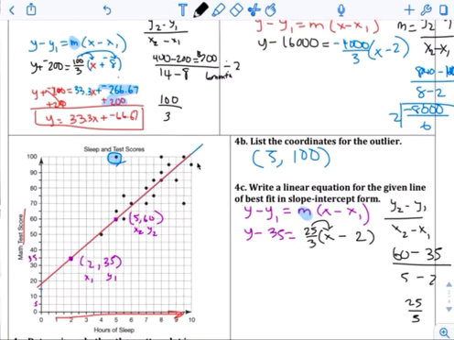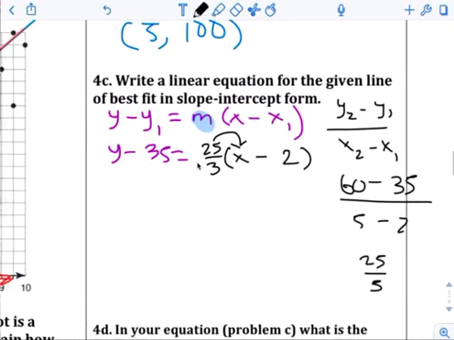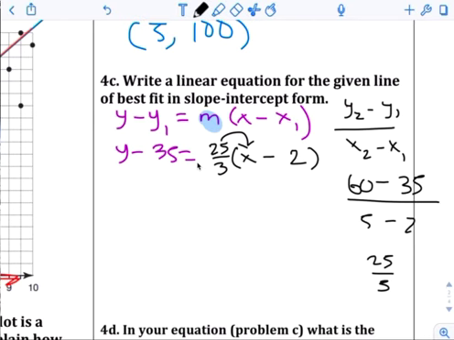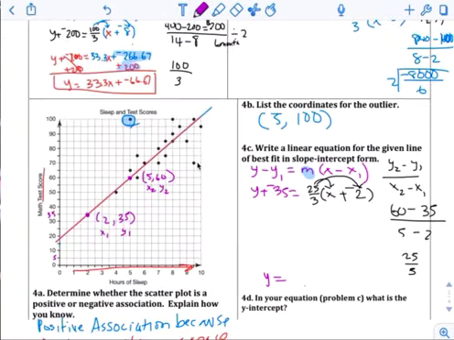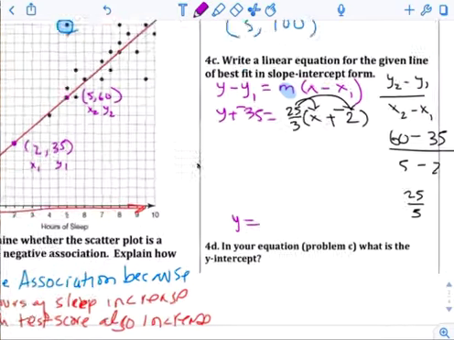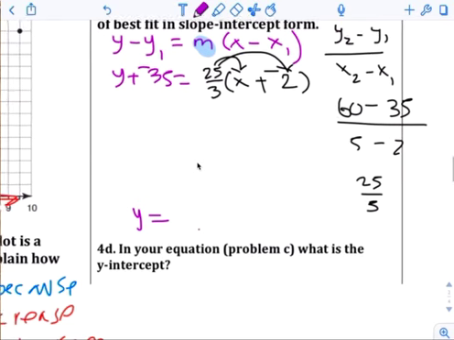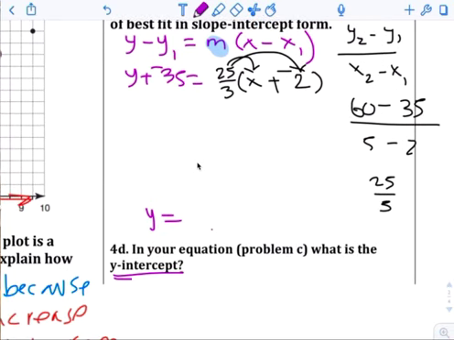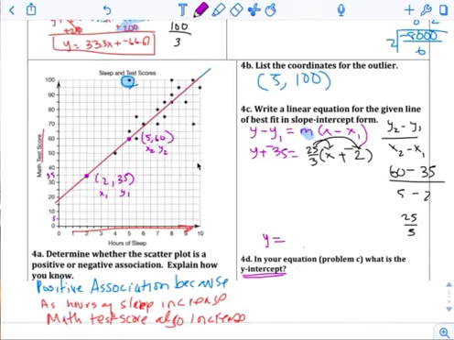25 divided by 3, get something as a decimal, rounded to the nearest tenth, plus a negative. We'll get a decimal also, rounded to the nearest tenth. Then you add 35 to both sides. You'll get y equals to something. Okay? What is your equation in your y-intercept? You should know what your y-intercept is by now.